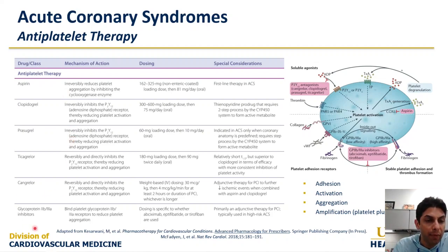And last but not least, we have what are called the glycoprotein 2B3A inhibitors. These bind the platelet glycoprotein 2B3A receptor, and they reduce platelet aggregation. Among the various agents, we have abciximab, eptifibatide, and tirofiban. And these form the class of medications that are known as glycoprotein 2B3A inhibitors.